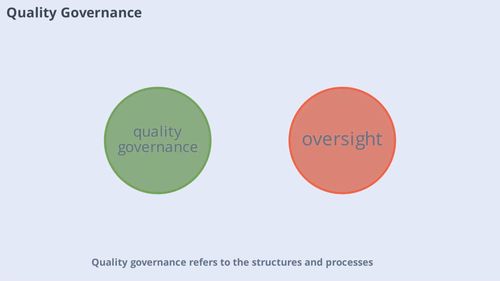Quality governance refers to the structures and processes that ensure quality is managed effectively across the organization. This includes policies, standards, and oversight mechanisms. Good governance helps align quality efforts with business objectives and ensures accountability at all levels. By establishing clear governance, you create a foundation for consistent, high-quality results.